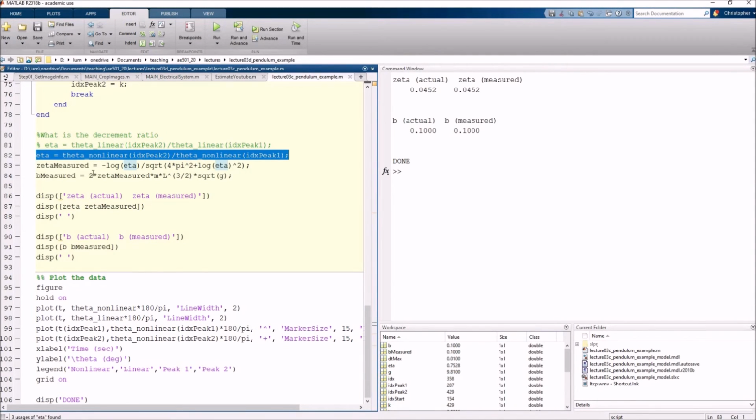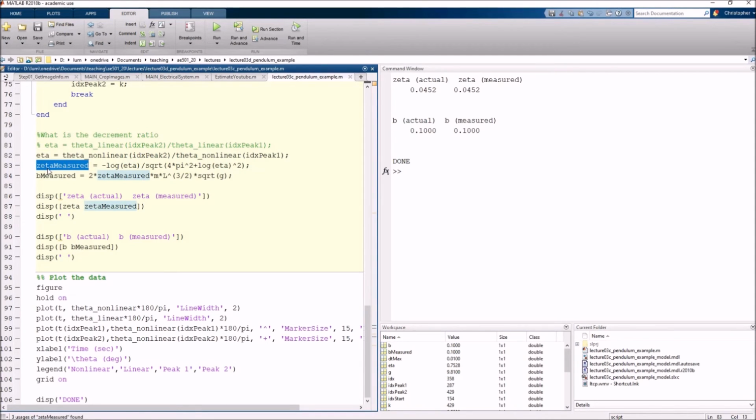Here's eta, right? It's just the ratio of the two peaks. Now, make a note here that I'm actually using the nonlinear theta value to calculate the angle, because if we were to do this experimentally and actually swing a real pendulum, the real pendulum is nonlinear. It's actually got tons of other effects that we didn't even model in our system. So the closest I can get to that in Simulink is by using the nonlinear measurement, not the linear measurement. So I calculate eta, or the decrement ratio, based on the nonlinear position of the pendulum, and therefore I go through just like we talked about on the board.